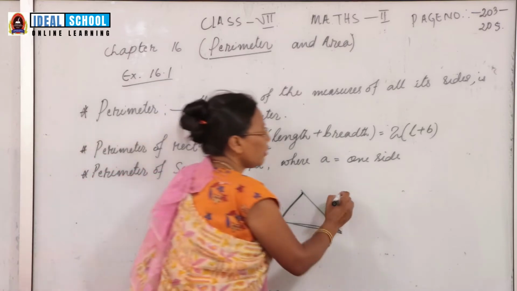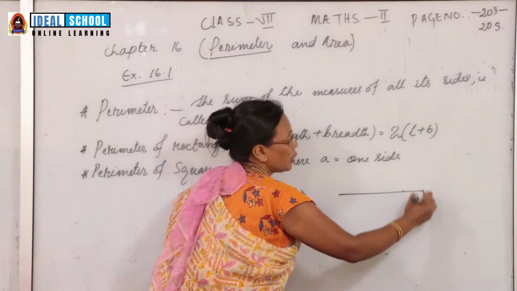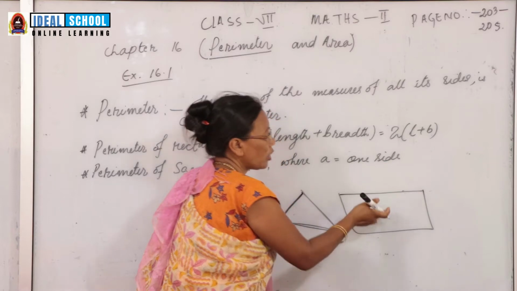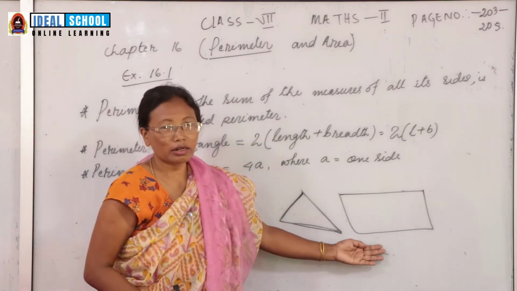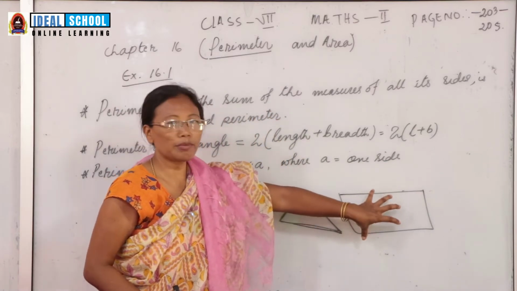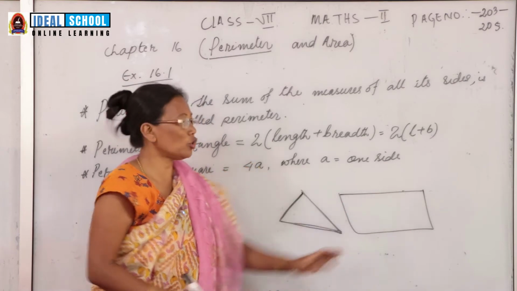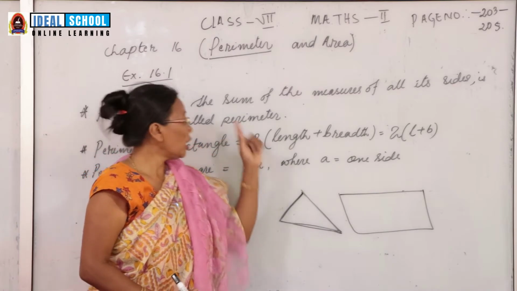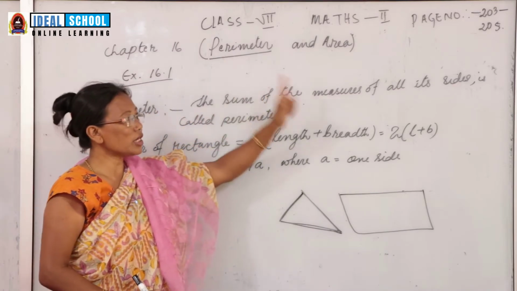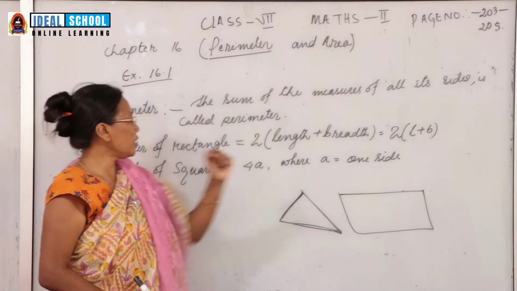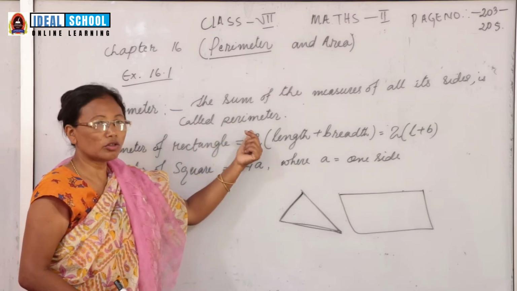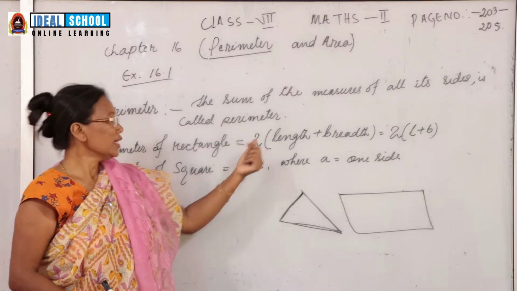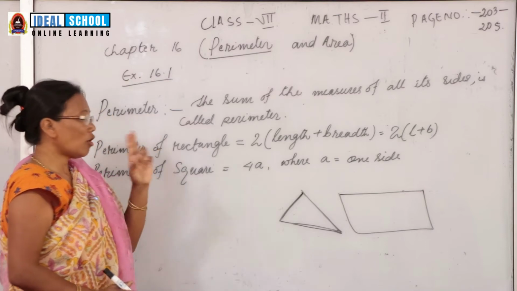Then if any figure is bounded by four sides, it is a rectangle. If we want to find the perimeter of this rectangle, we need to add all the sides. That's why the sum of the measures of each side is called perimeter. Don't forget it. Okay.